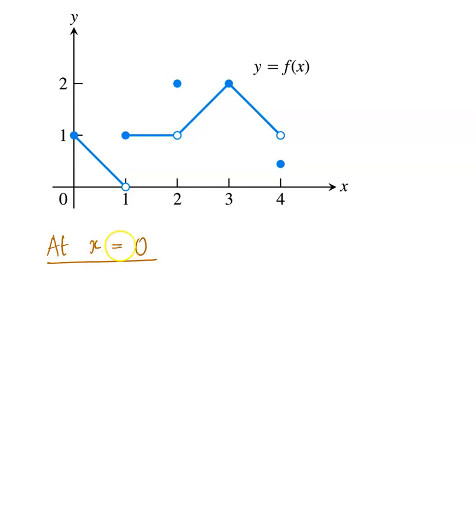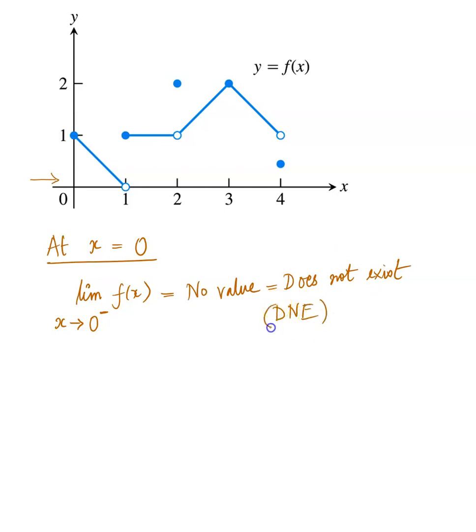Now we're going to approach x equals 0 from the left. This is a function f of x. They didn't tell us what it is, so we'll just write f of x. As we approach 0 from the left, so 0 minus, we don't have any value. The better way to write this is to say it does not exist. A value does not exist, meaning the left-sided limit does not exist. And an easier notation is DNE, does not exist.